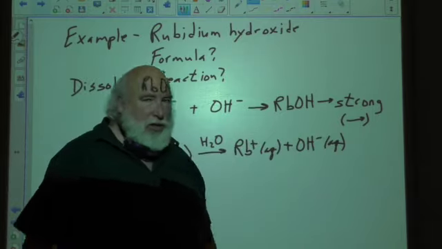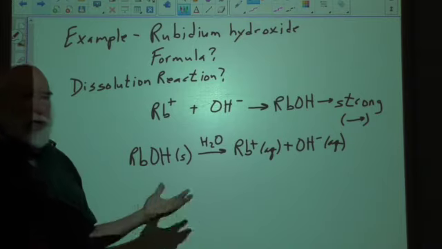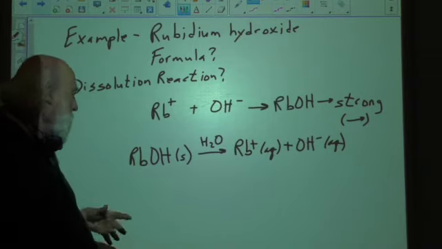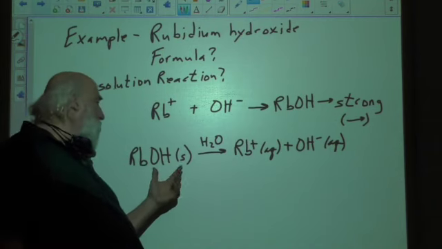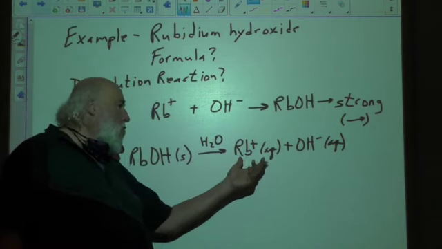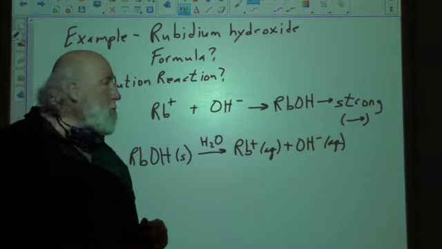Therefore, you're going to need a single arrow for this. So RbOH solid, and you don't have to put aqueous in. If you do, it's fine, no big deal. If you do, don't put water above it, okay? So RbOH solid yields, with water, rubidium positive ions and hydroxide ions, okay?